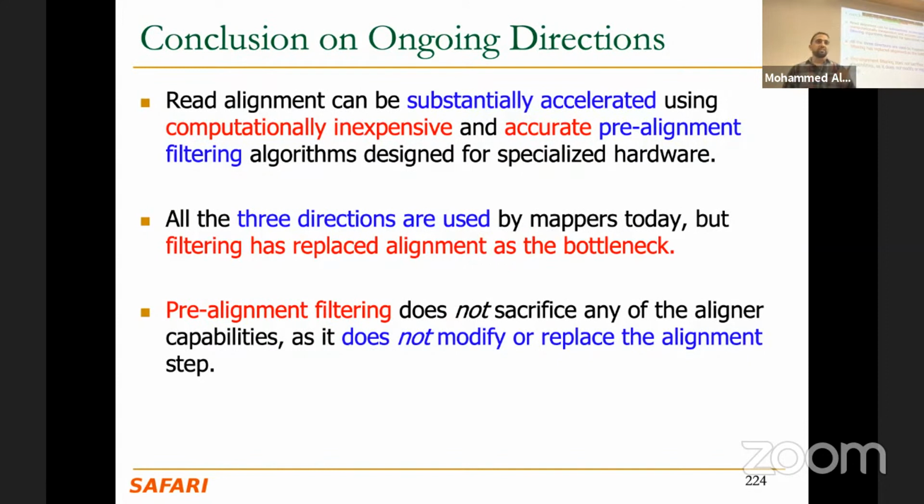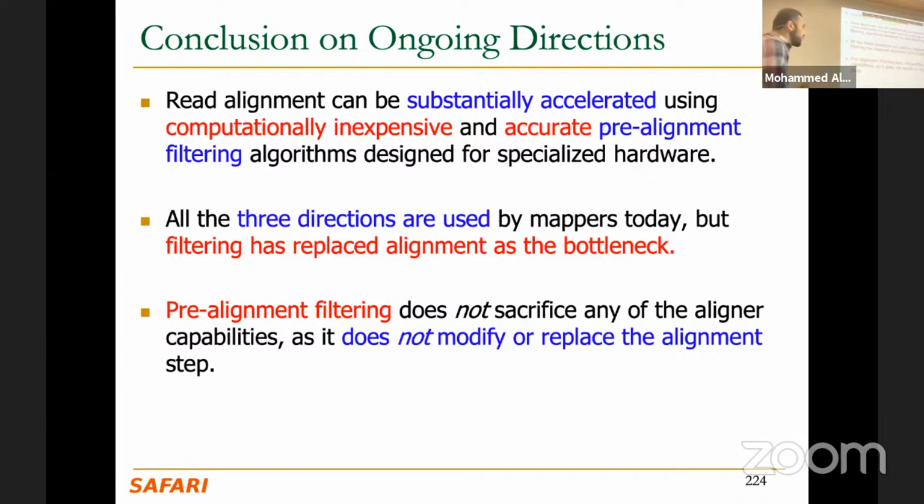All three directions, seed filtering, pre-alignment filtering, and sequence alignment, are used by mappers today, but filtering has replaced alignment as the bottleneck. As you can see, all workload goes to pre-alignment filtering first, is processed over there, and then only a few of them will go to the sequence alignment. So we pushed the workload from sequence alignment to pre-alignment filtering, and that is what motivated us to focus on pre-alignment filtering. We have a lot of work on pre-alignment filtering.